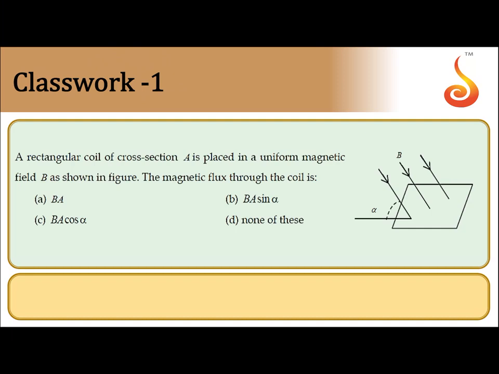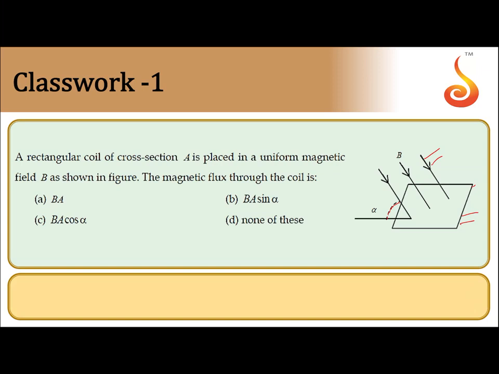So first one, a rectangular coil of cross section A is placed in a uniform magnetic field B as shown in the figure. Magnetic flux through the coil is. See, this is the plane of the coil. This is the direction of magnetic field. Now it is given that the magnetic field lines make angle alpha with the plane of the coil.